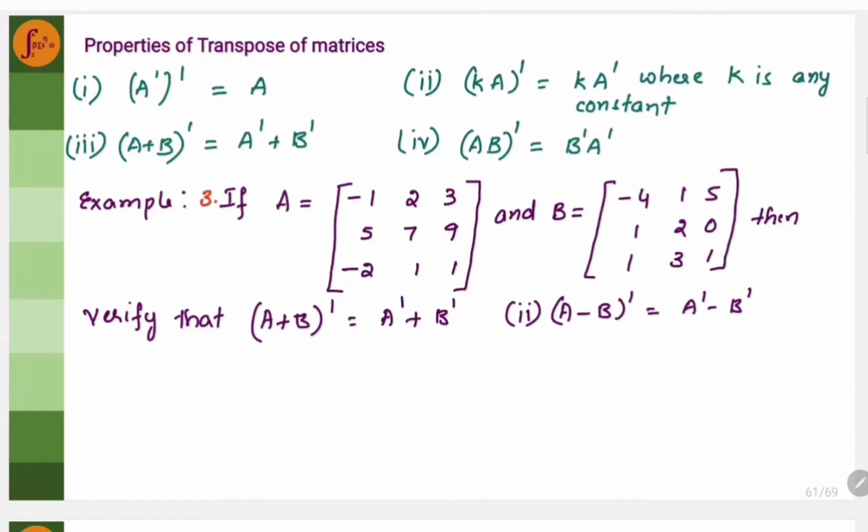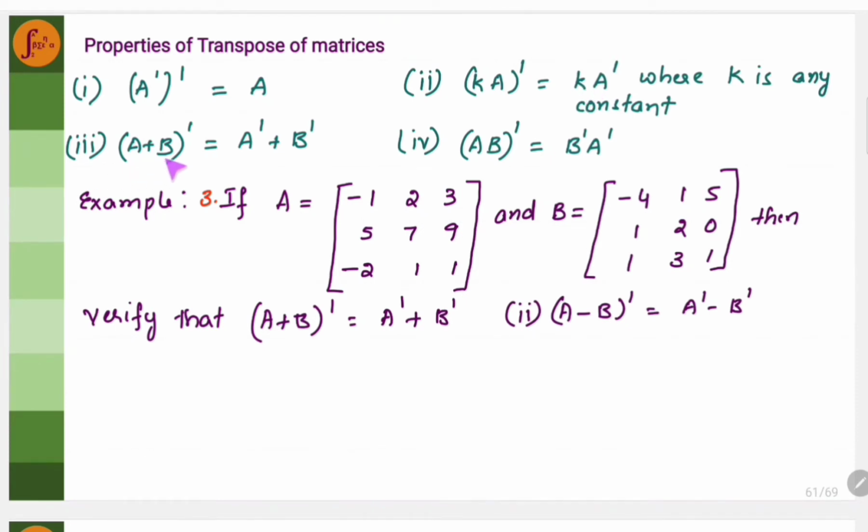Properties of transpose of matrices. If you do a double transpose on a matrix, it is going to be the original matrix itself. That is, you first take the transpose of A and then again take a transpose on it, two times. So you're going to get the original matrix. The next property: assume that K is a scalar, that is, some constant number. When you multiply this number with a matrix and then take the transpose, it is the same as taking the transpose of the matrix and then multiplying it with the constant.